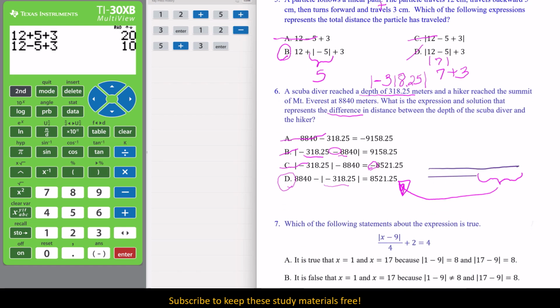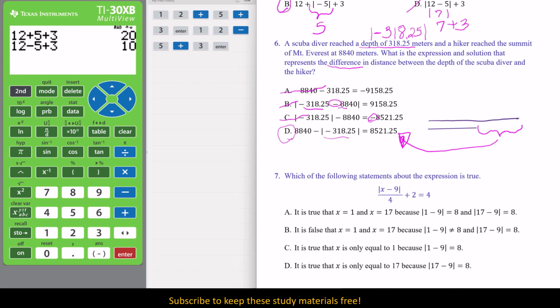Okay, let's look at number 7. Let's see what we have here. All right, which of the following statements about the expression is true? We have the absolute value of x minus 9 over 4 plus 2 equals 4. They're saying probably we're going to look at ABCD options, but they're asking what values of x could satisfy this. Well, I bet there's more than one. So let's take a look here, and then we'll pop it in our calculator and see if we're right.